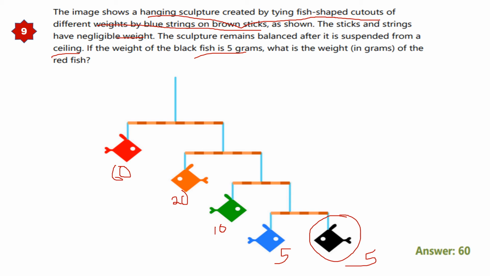Black fish is 5 gram. Okay, so here also 5, 10. 10 is to be balanced, like 10 gram. So 10 plus 10, 20. Then 20 plus 10, 40. Then 40 plus how much? It is to be balanced. So altogether 40 plus 20. Altogether 60 must be the weight of the red fish. Okay.